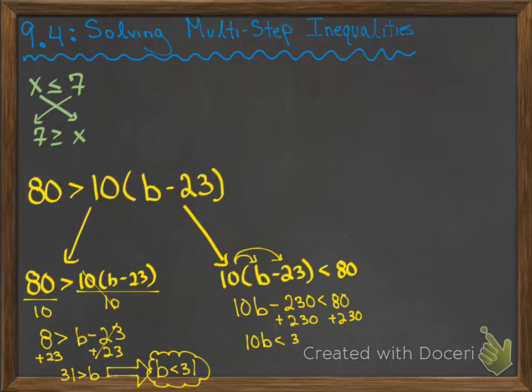So those 230s cancel out on the left-hand side, and you're left with 10b is less than 310. And then how do you get b by itself? You divide each side by 10. Those 10s cancel out, and b is less than 31. So no matter how I solve this, if I flip-flop the sides, if I do distributive property or not, I end up with the same equivalent inequality, which is that b is less than 31.